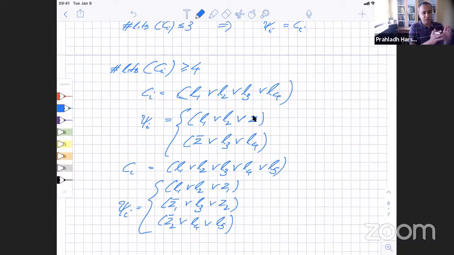It takes a particular clause. If the clause has more than 4 variables, it just blows it up like this. It's a linear time reduction. It's just going to do this and produce this. So this is the reduction from SAT to 3SAT.